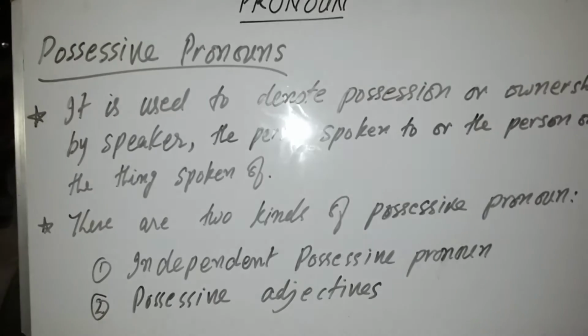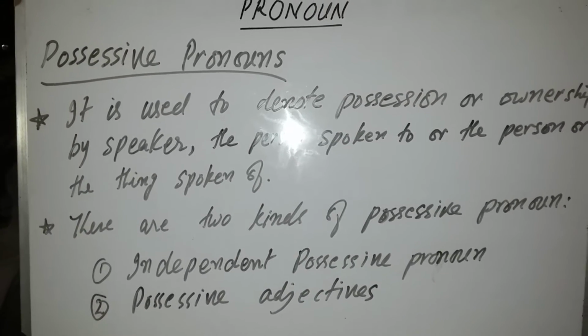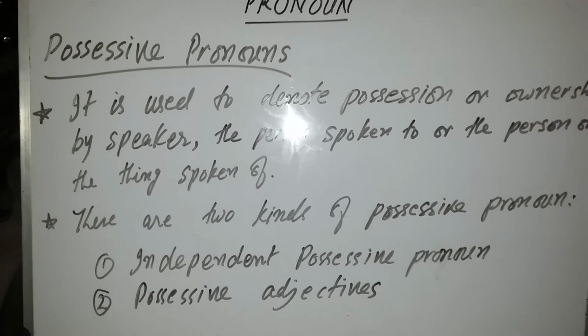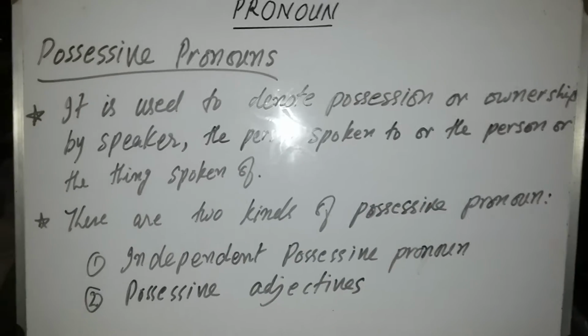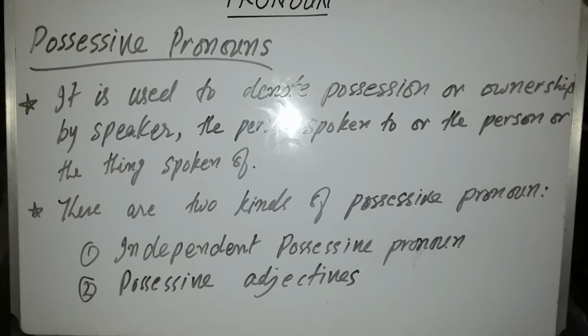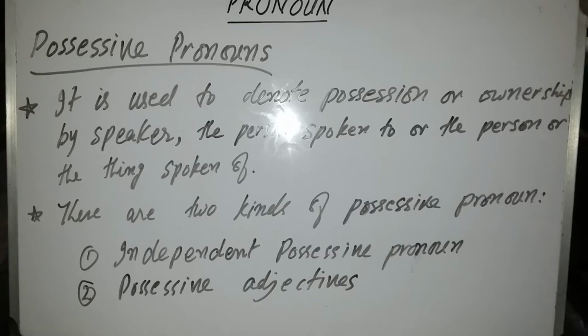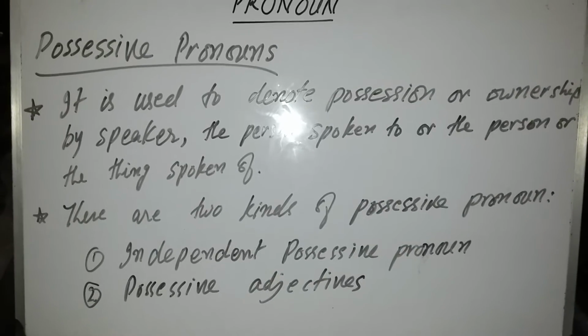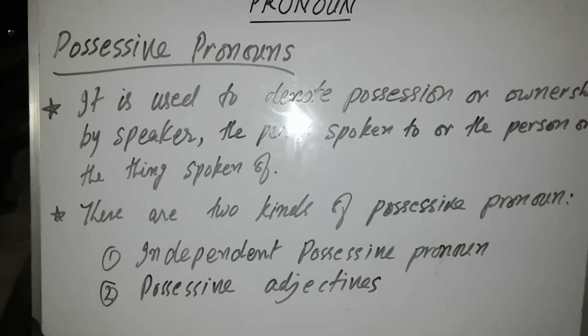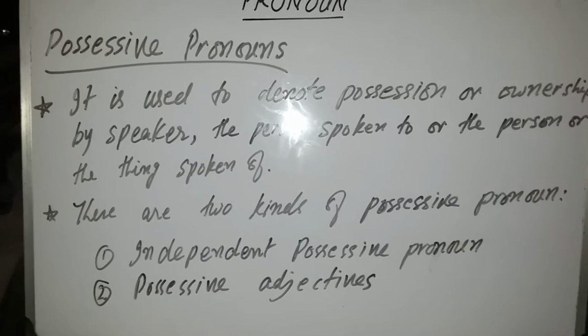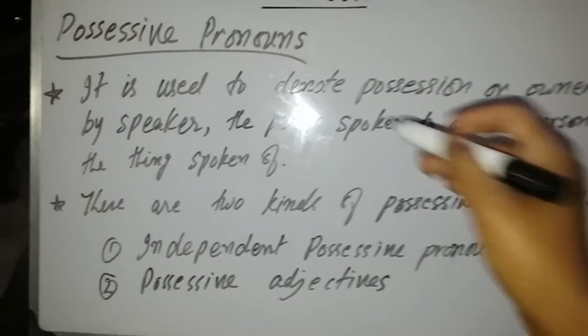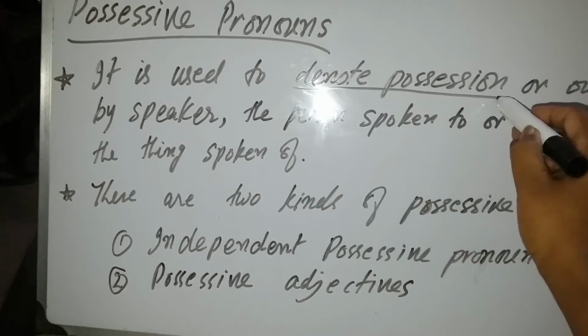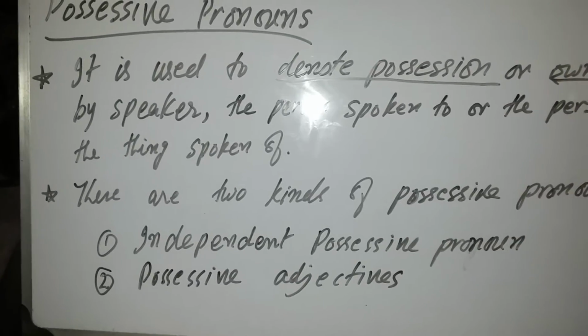Now this is the third kind of pronoun, that is possessive pronoun. What is the possessive pronoun? The definition: it is used to denote possession or ownership by the speaker, the person spoken to, or the person or the thing spoken of. It denotes the possession of ownership by the speaker.